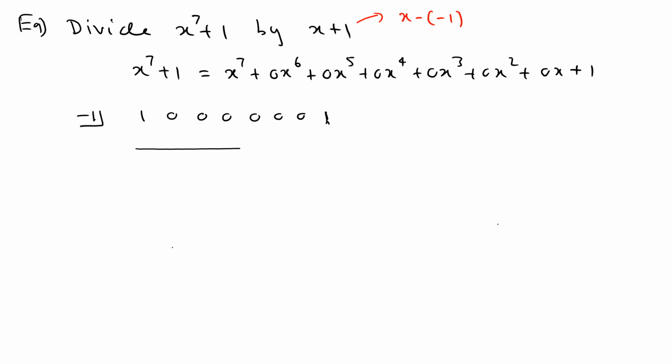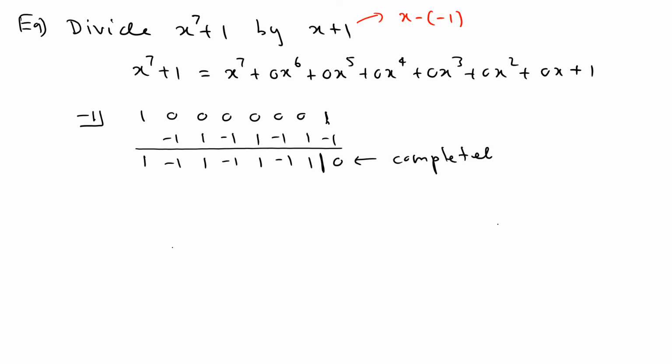So we're gonna copy the first number down, multiply, so you get negative 1, add, negative 1, multiply, so it's 1, add, 1, multiply is negative 1, negative 1, when you multiply is 1, 1, multiply, negative 1, negative 1, and then multiply is 1, so it's 1, and when you multiply is negative 1, add 0. So that's perfectly fine. That means it's completely divisible. The 0 means completely divisible.